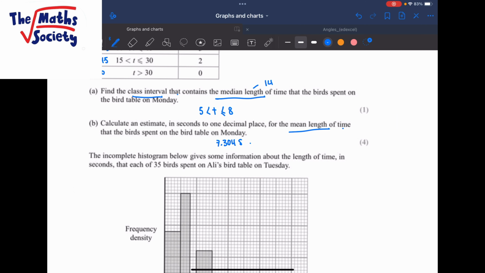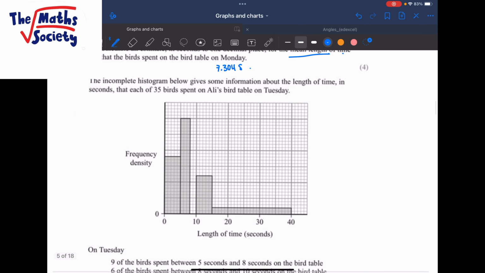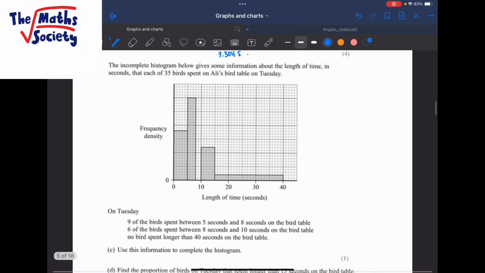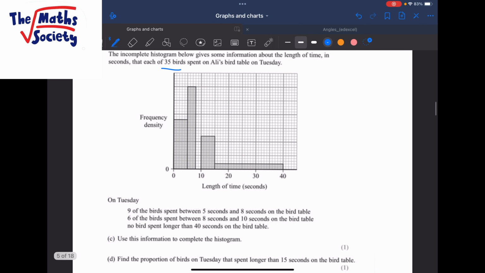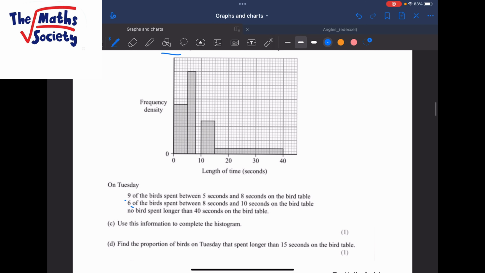And part B says that the incomplete histogram below gives information about the length of time in seconds that each of 35 birds spent on Ali's bird table on Tuesday. It says 9 of them spent between 5 and 8 seconds on the bird table, 6 of them spent between 8 and 10 seconds on the table, no bird spent longer than 40 seconds on the bird table.